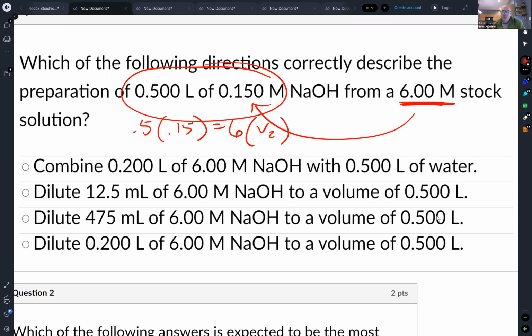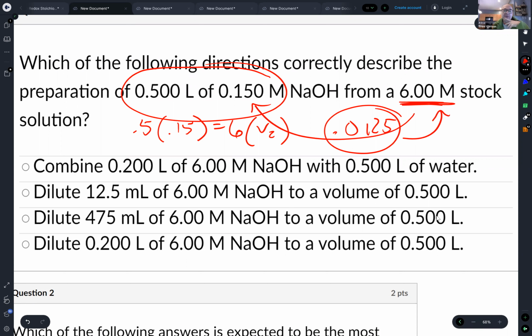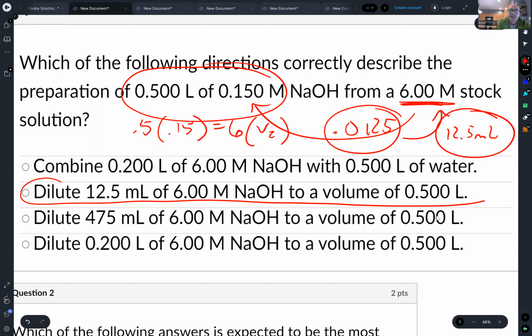So I'm going to do 0.5 times 0.15 divided by 6, and I end up with 0.0125 of the 6 molar stock. That's in liters, so I'll multiply that by 1,000, and I get 12.5 milliliters of the 6 molar that I need, and then I fill it up until it hits that same amount. The one that talks about that is number 2, the second choice down.